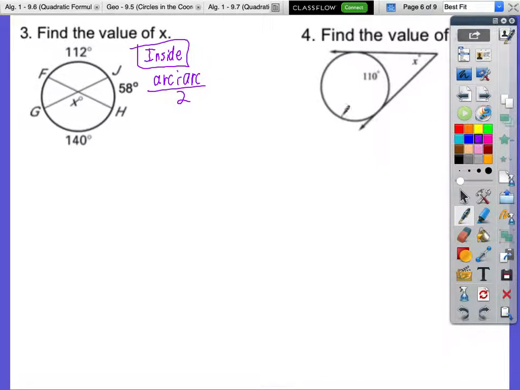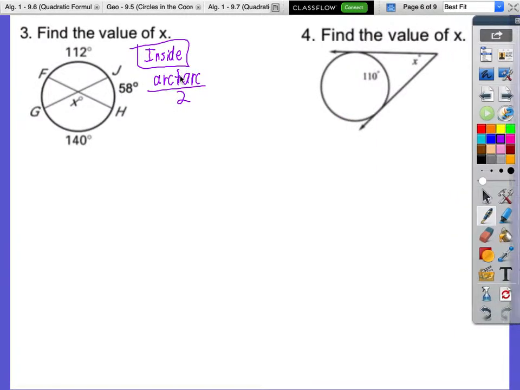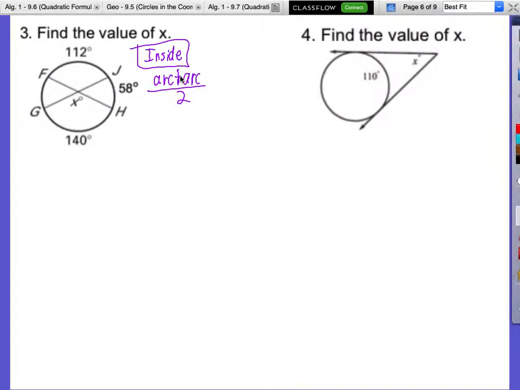Well, here's the thing. We've got to process through this. What angle are we trying to find? X. What's its own intercepted arc? 140. So 140 is one of those. What's the other? Its vertical angle's intercepted arc, 112. So those are the two arcs we use. We don't need that useless information. They're just trying to fool us, but we're not going to fall for it. So 140 plus 112 over 2 is our setup, and that will equal our angle X. Questions on this setup?